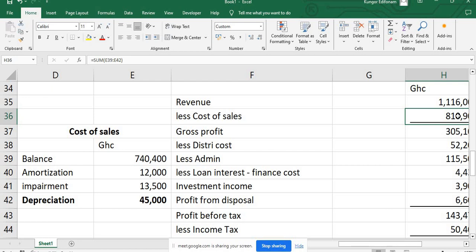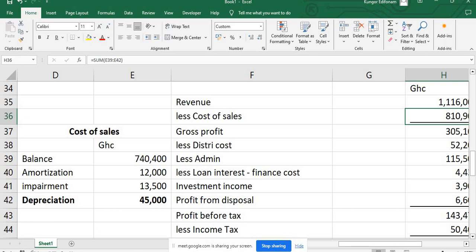Maybe it's a motor van. So depreciation should be under distribution because you use the motor van to distribute items. Or maybe you add it to admin expense because it's an office building. An office building is for administrative work. That's how it is.